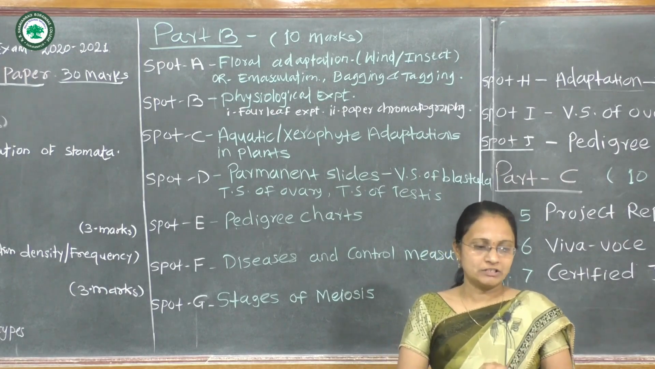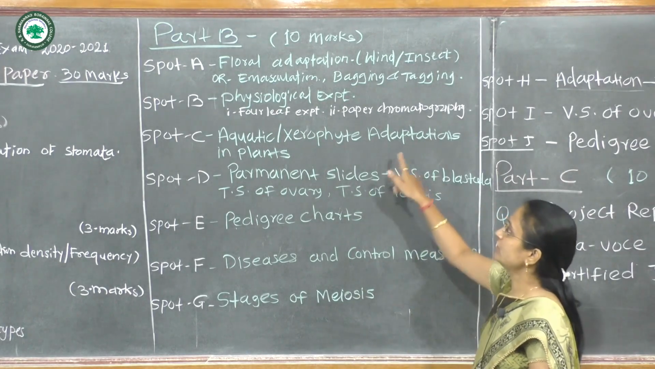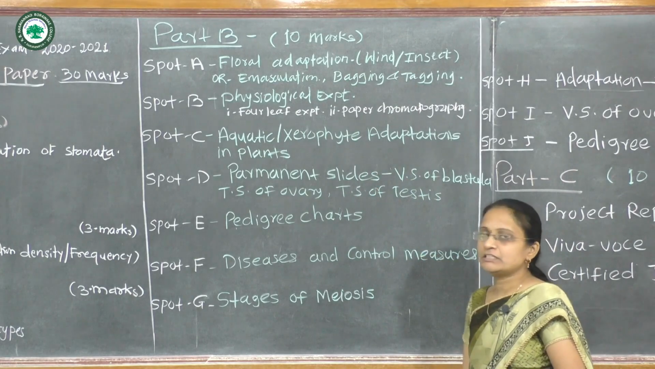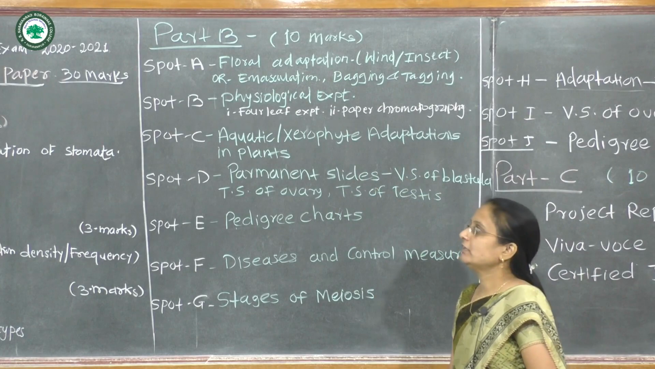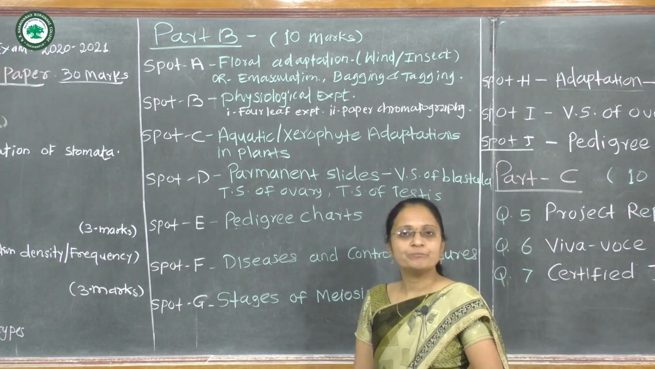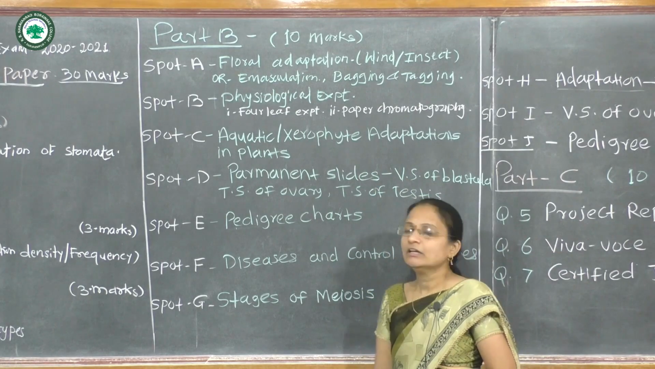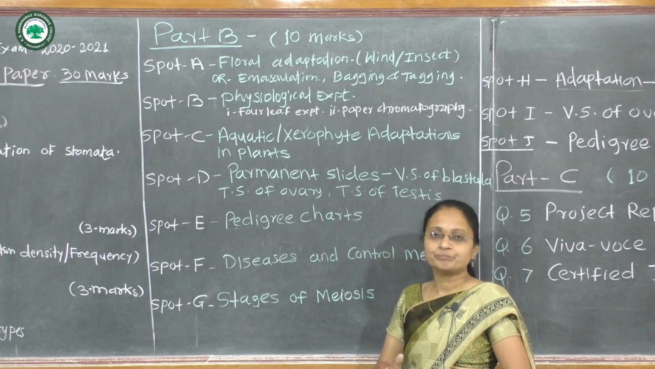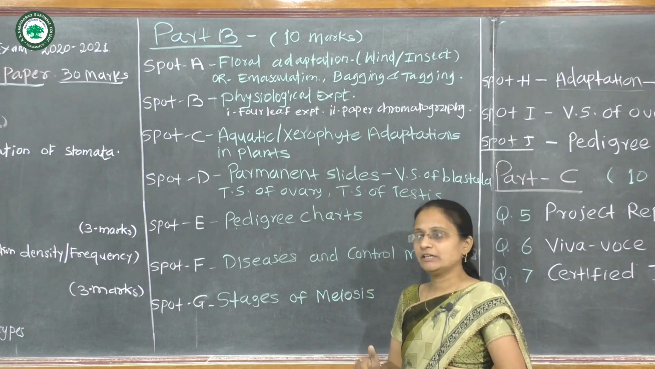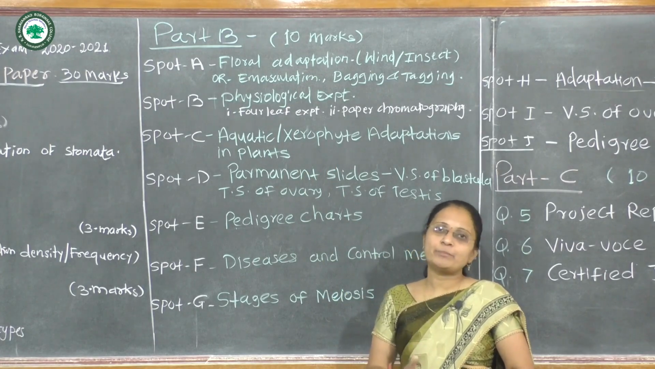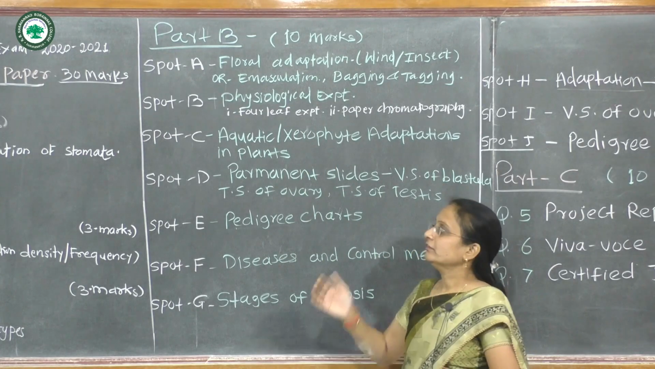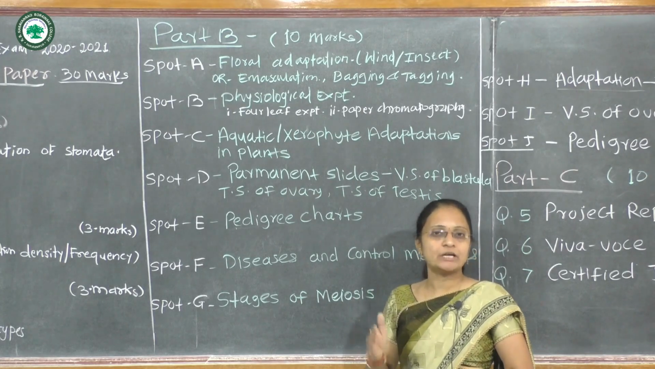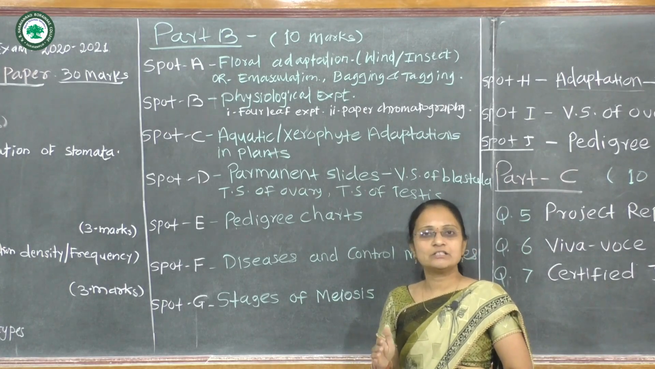In spot C, it is based on adaptation. This adaptation is related to plants, which may be aquatic plants or xerophytic plants. You have studied these aquatic and xerophytic plants in your theory. Out of these, any one plant is kept in front of you, and you have to identify it. Suppose Opuntia is kept in front of you, it is a xerophytic plant.